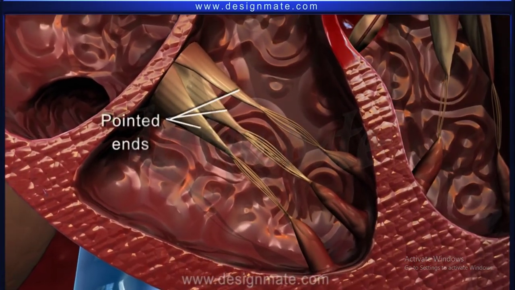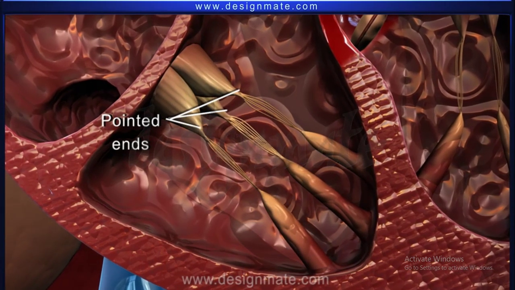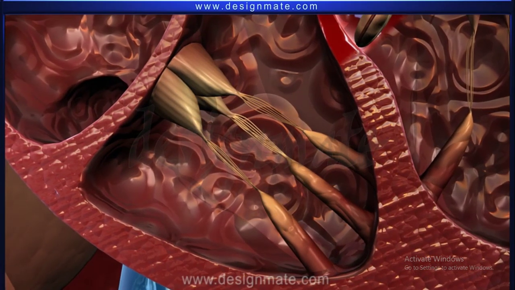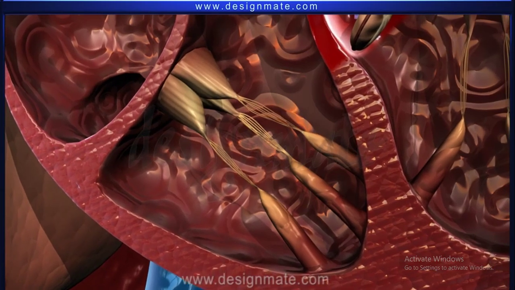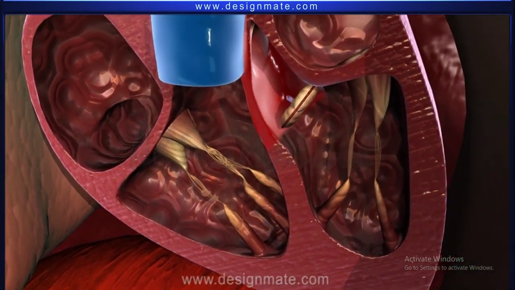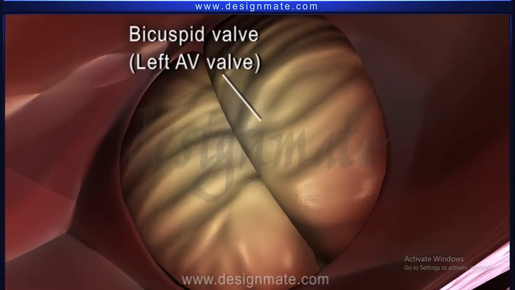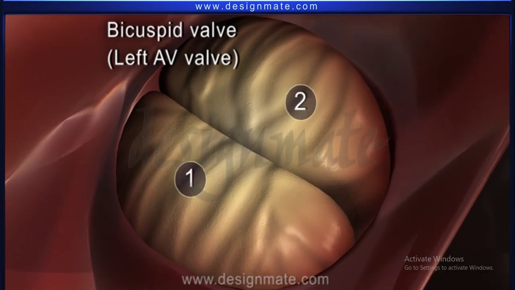The pointed ends of the flaps are projected towards the ventricles. These are attached to the walls of the ventricles through tendon-like cords called chordae tendineae. The left AV valve is made up of two flaps and is thus called the bicuspid valve.